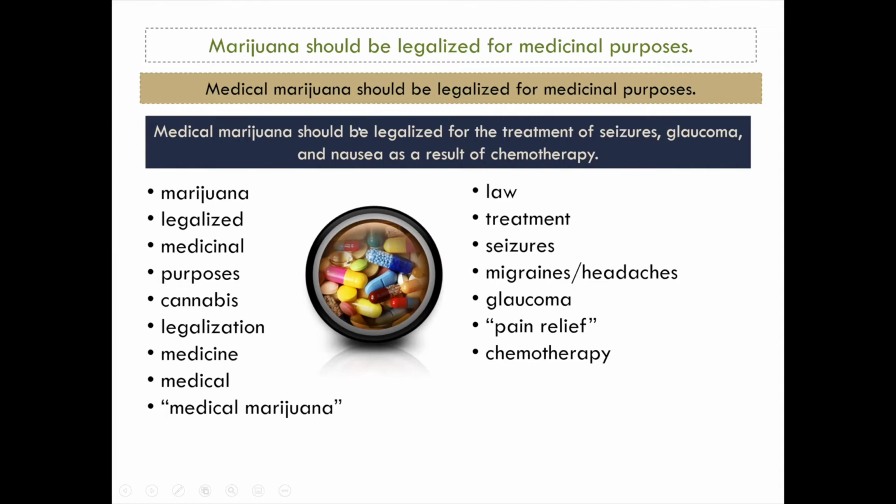So how this helps us is when I'm writing my paper, I write my introduction, then the treatment of seizures, and then the paragraph after, the treatment for glaucoma, and then the last paragraph before the conclusion, I'm going to write about how medical marijuana treats nausea. And you can see from our thesis statement, you get sort of a roadmap for your paper.